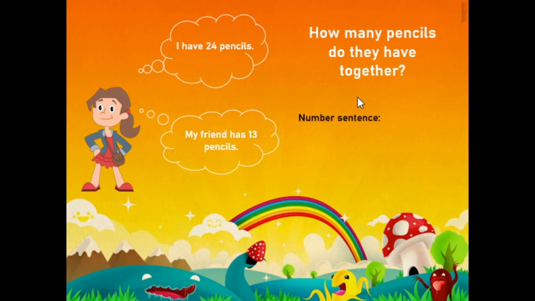Going back to the question, how many pencils do they have together? In a number sentence, we are going to write it this way. And this is how you're going to read it: 24 plus 13 equals. Again, listen carefully. This is how you're going to say this equation: 24 plus 13 equals.